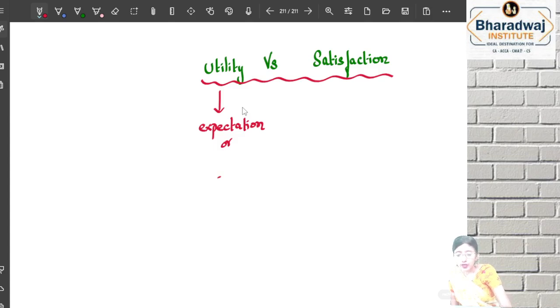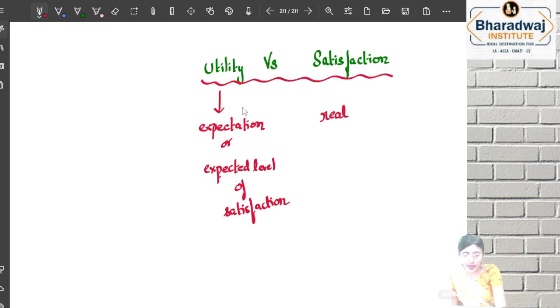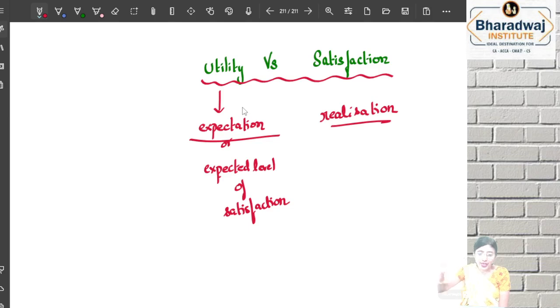I will put it as expected level of, see, I use a term here, whereas satisfaction is a realization. So my utility is only an expectation that the commodity will satisfy me, but satisfaction is a realization. I am thoroughly happy with the commodity. Do you understand this? See, this is called conceptual clarity. Please have that in mind, so that we will do the next exercise also.